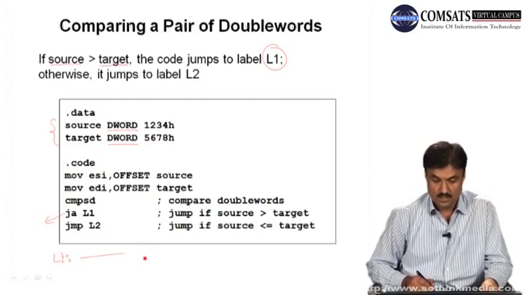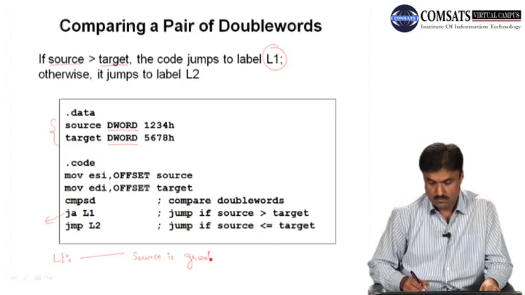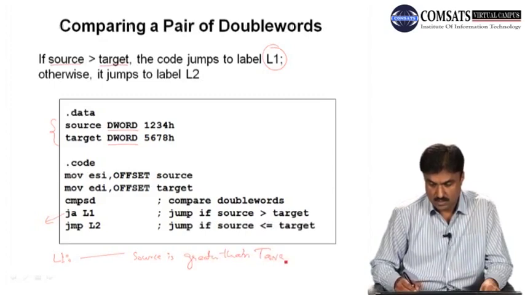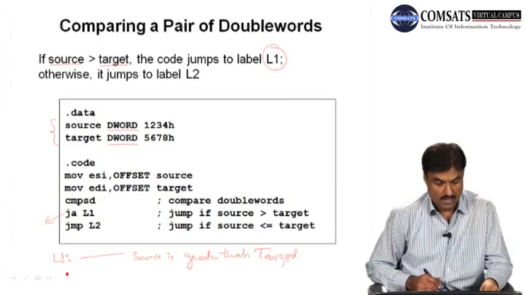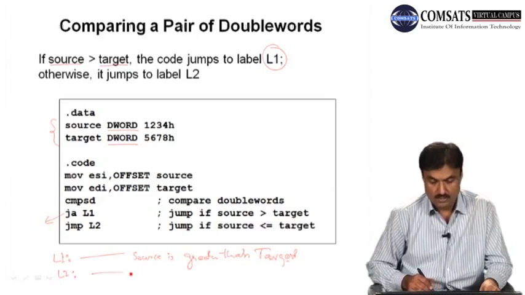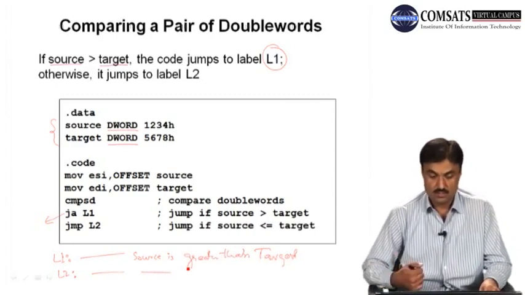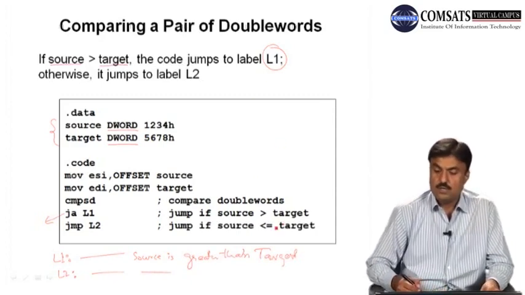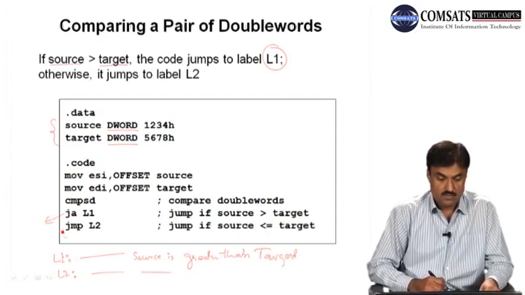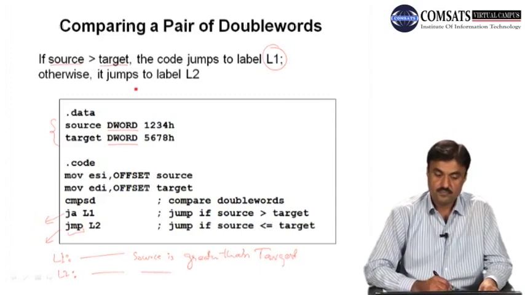If you want, type any message, for example that the source is greater than the target, if you want to print. At L2 you can write that the source is less than the target, or the target is greater than or equal to the source. So here we can jump to L1 when it is above, or jump to L2 when it is below. Simple jump here.